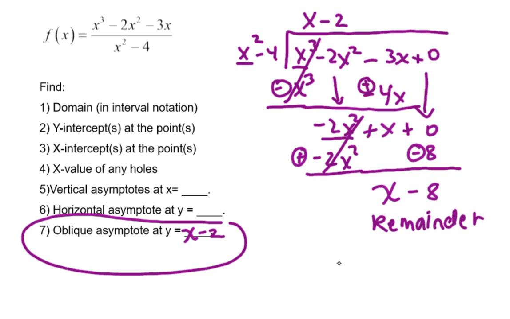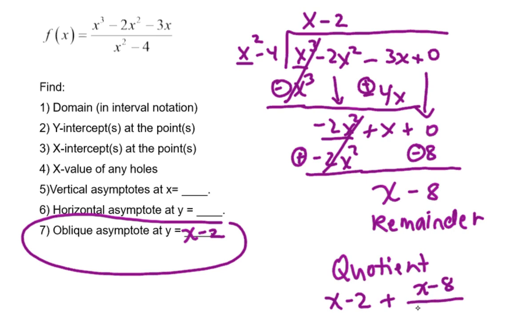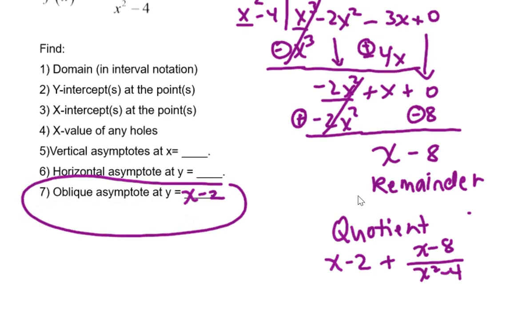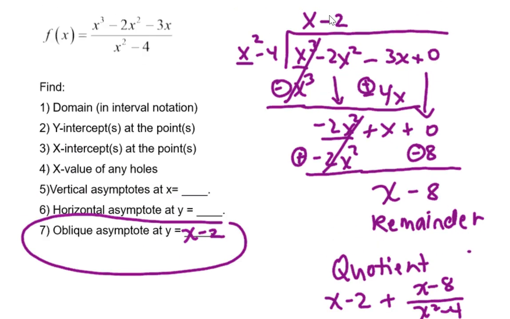When you're writing the quotient with the remainder, it would be x minus 2 plus x minus 8 over x squared minus 4. Now, that's how you would do it if you were just supposed to find the quotient using long division. But I stopped as soon as I had x minus 2 up here instead of going all the way and finishing my quotient. Because when you're looking for an oblique asymptote, what you want to do is find the line equation y equals mx plus b and ignore the remainder.